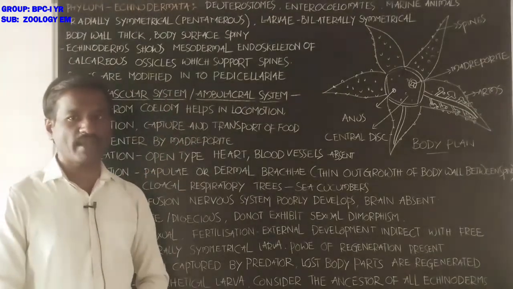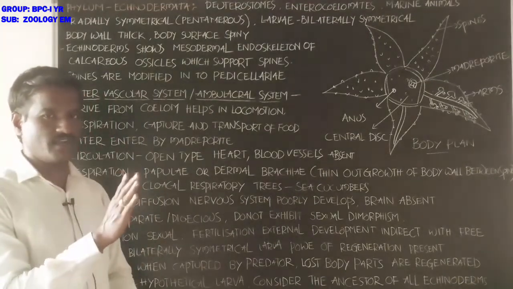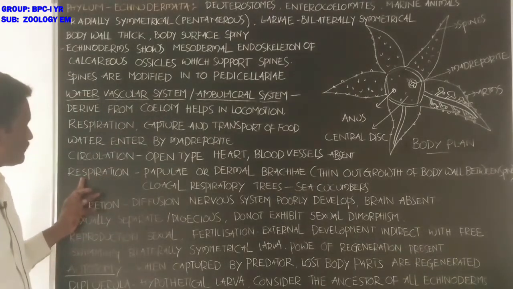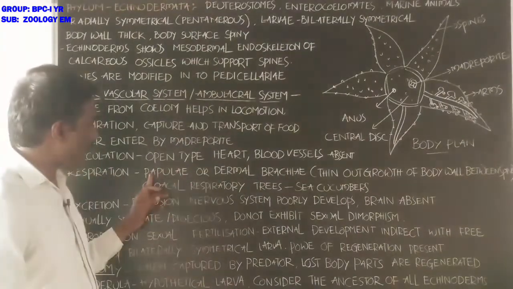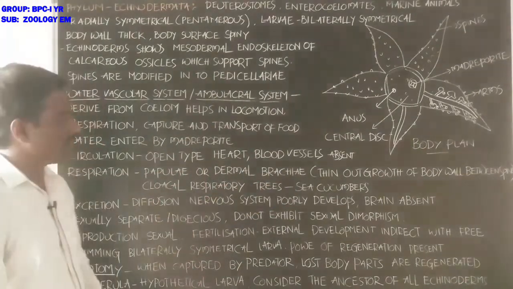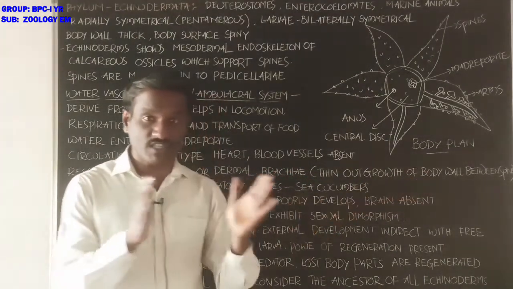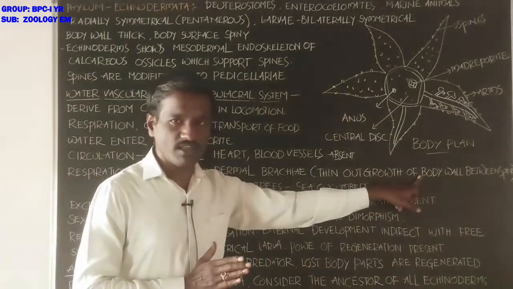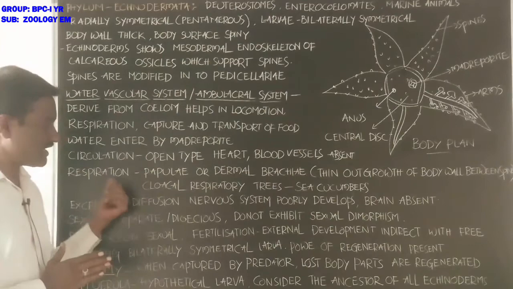The circulatory system is an open type circulatory system. Heart and blood vessels are absent in the body of echinoderms. Next, respiration is by papillae or dermal branchiae. Dermal branchiae are thin outgrowths of the body wall between the spines. These dermal branchiae, papillae, help in respiration.